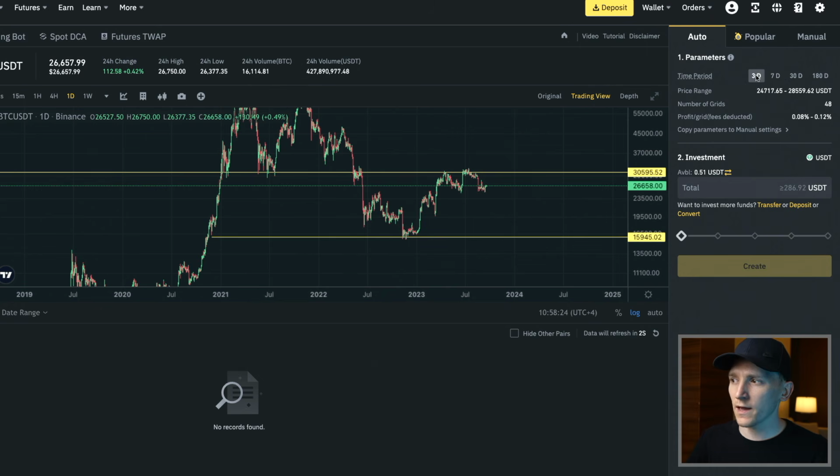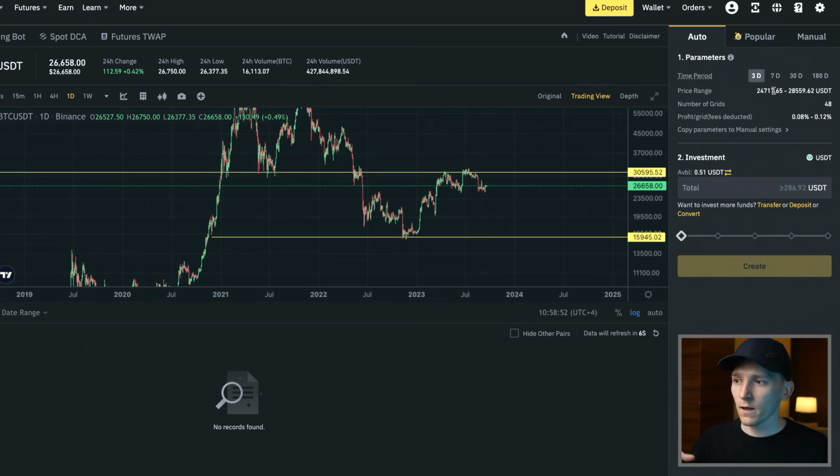So if we see the 3-day right here, if you want a bot open for 3 days, it's not a lot of time. The price normally is not going to move a lot during a 3-day period, right? It can much more easily move a lot over a year than it can 3 days, barring any news or some unknown events. And so you can see the price range here. The current price of Bitcoin is 26,600. It wants me to trade within 24,700 on the low side, 28,500 on the upside.